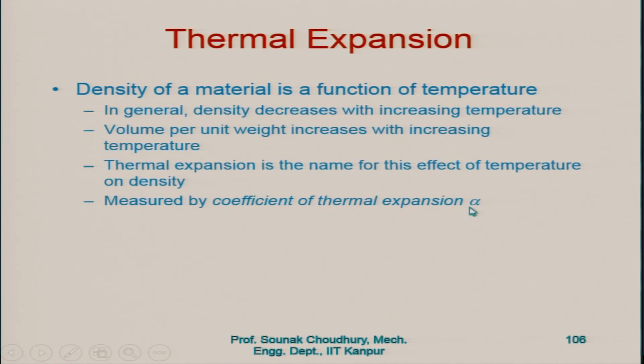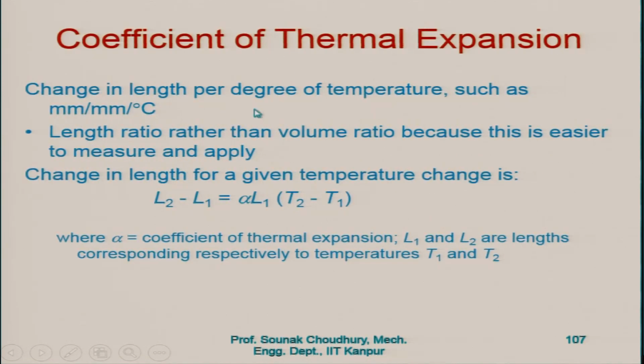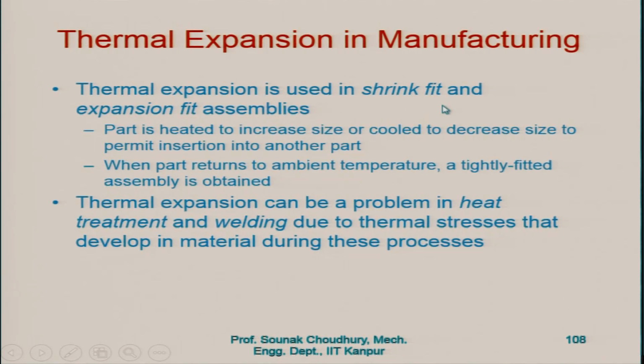Let us say the coefficient of thermal expansion is given by alpha. This is given by this formula, which is the change in length for a given temperature change. Here L1 and L2 are the lengths corresponding to the respective temperatures, T1 and T2: the length is L1 at temperature T1 and L2 at temperature T2, and so on. Thermal expansion in manufacturing is used in the shrink fit. In fits and tolerances we will discuss this in more detail.